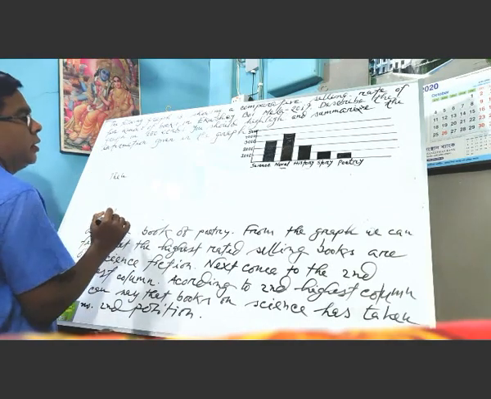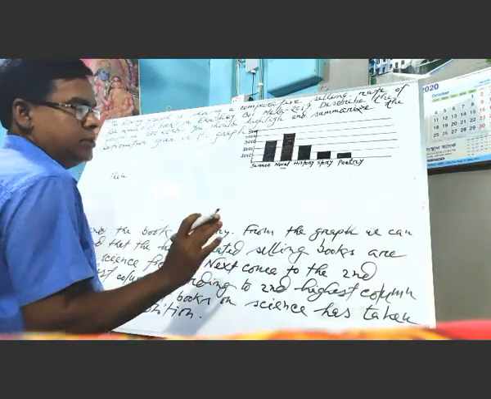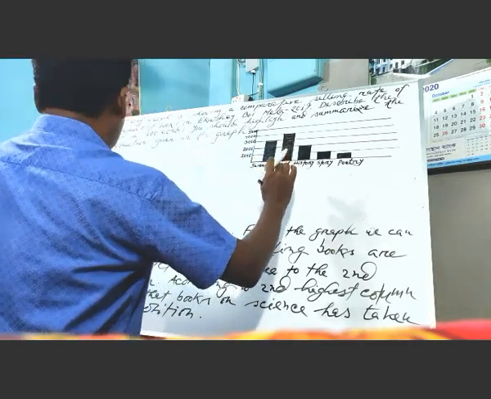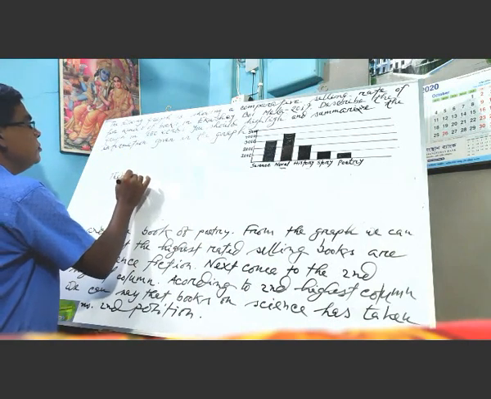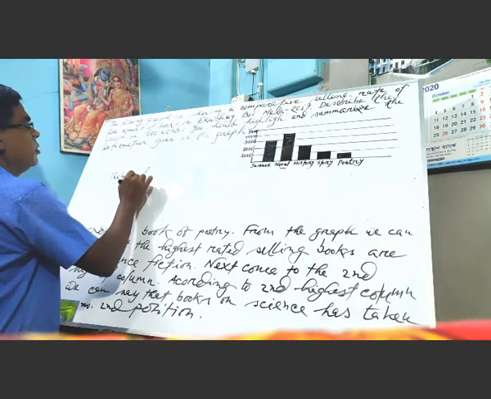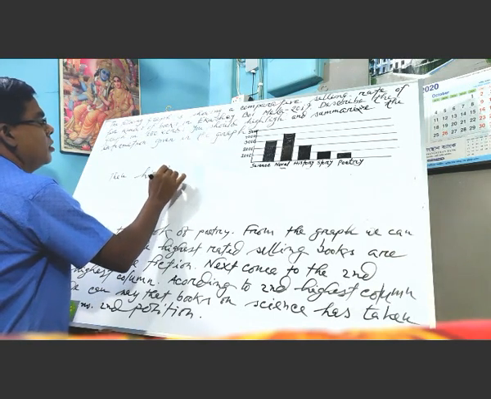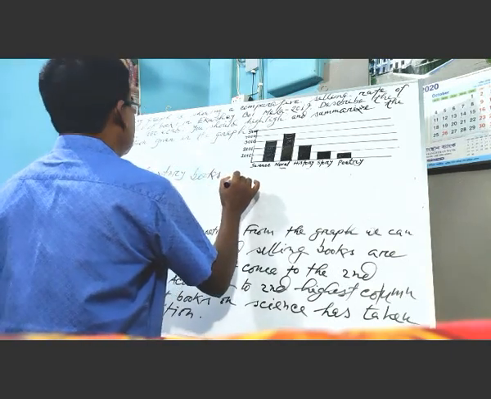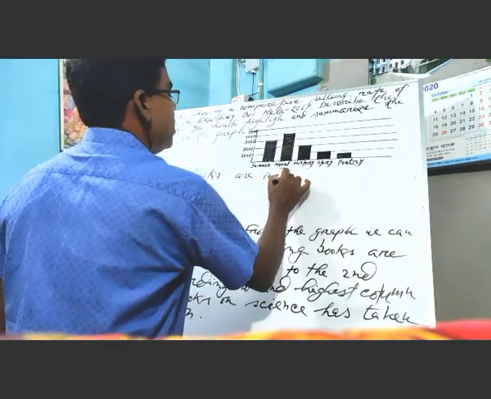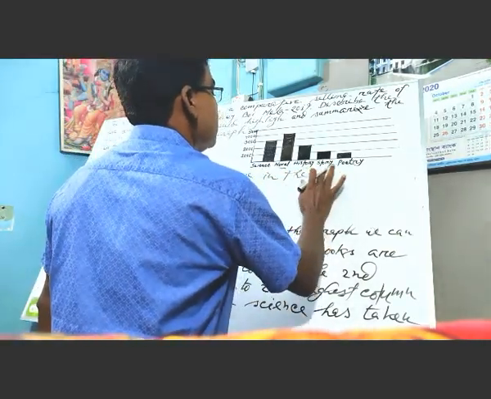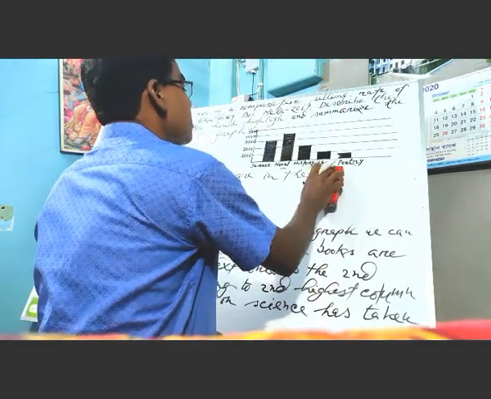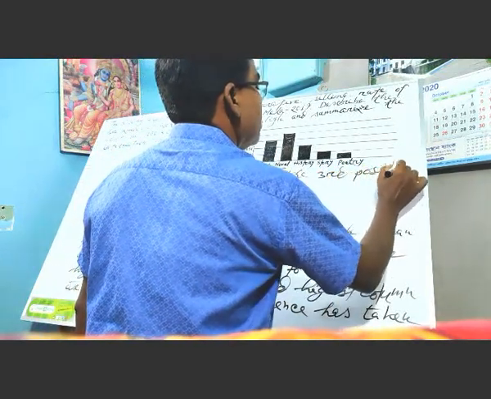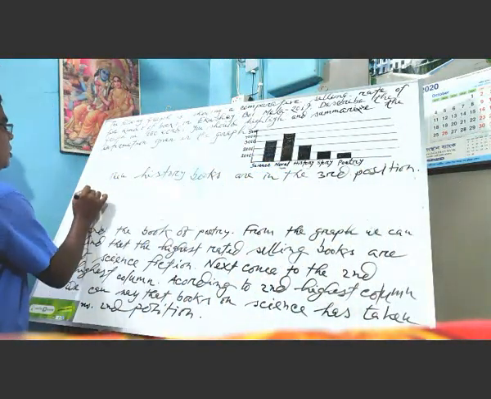Then, okay, then the third highest selling rate, the third highest book selling rate is on the basis of history book. Then history books are in the third position, the third position in the Boimela.